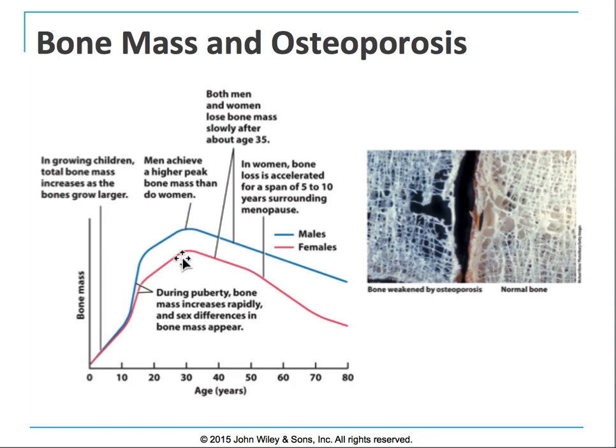And then after you achieve that peak bone mass, for both men and women, you slowly start to lose bone mass after about age 35. So it's really important that about age 30, you're able to achieve the best bone mass that you can. If you don't, then you might be starting out with much lower bone mass, which would lead to an even higher rate of bone loss, leaving you at a greater risk for fractures and other complications later in life.